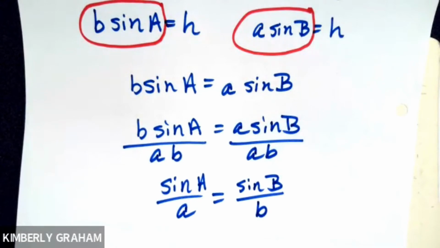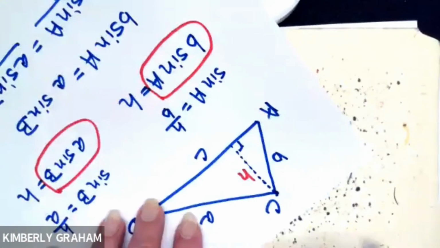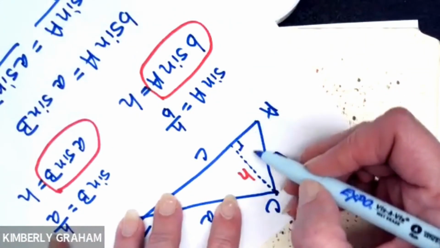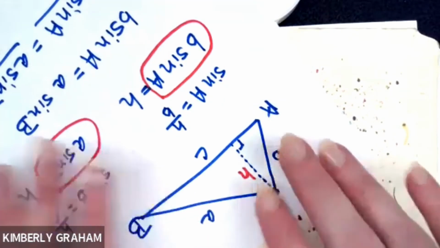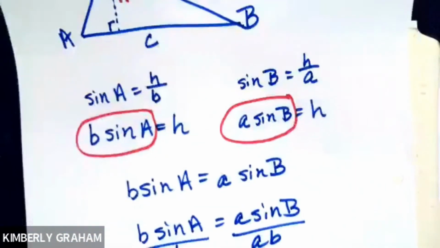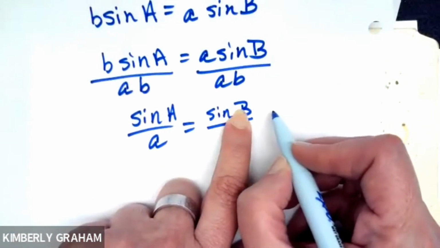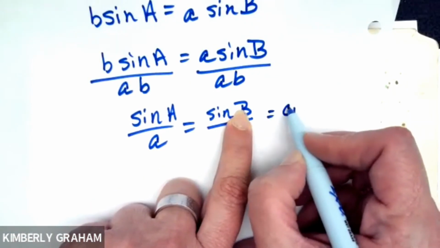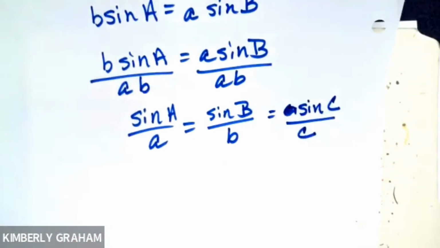Now, if I would turn this triangle differently and make a different height here, and then do the same thing again with the two triangles using A and C, I would eventually get to where I also have this as well, right? So I have the sines over the opposite side, that ratio are all equal.